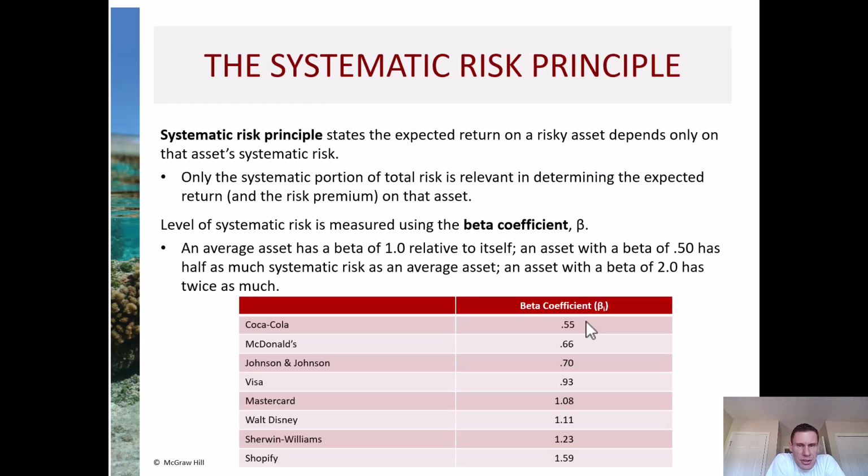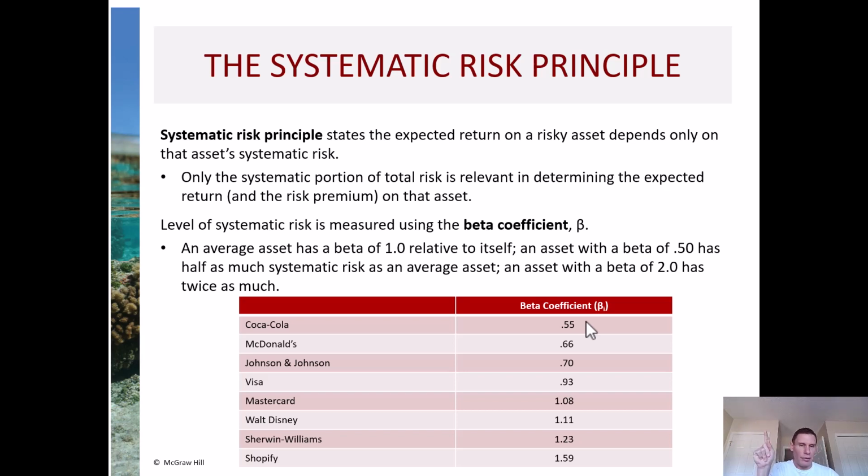So the systematic risk principle states the expected return on a risky asset depends only on that asset's systematic risk. So only the systematic portion of total risk is relevant in determining the expected return and indeed the risk premium on that asset. The level of systematic risk is measured using what we call the beta coefficient. An average asset has a beta of 1.0. That's always going to be the case. You can take that to the bank, no pun intended.